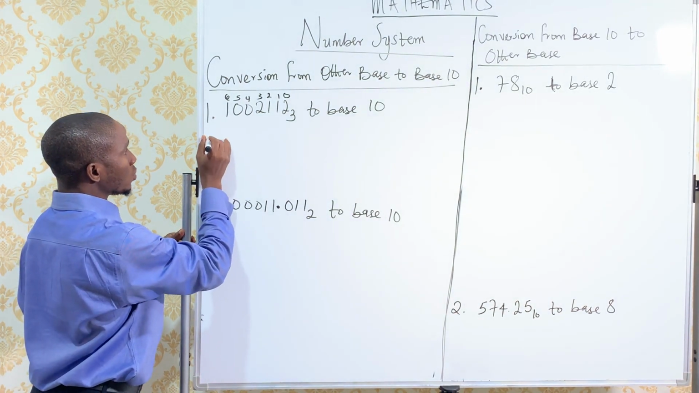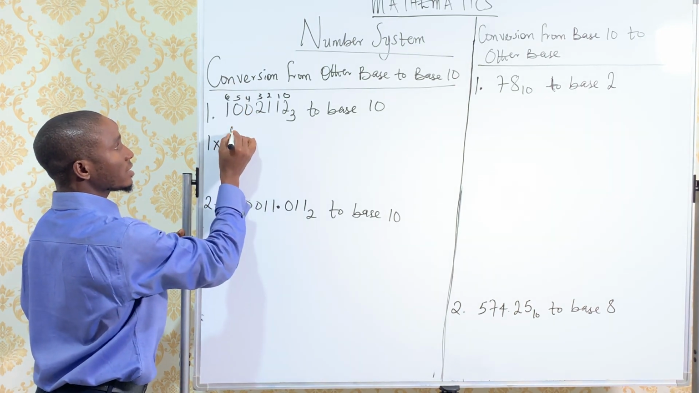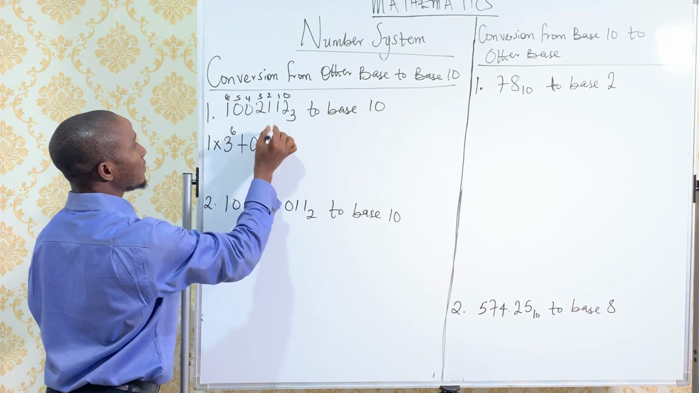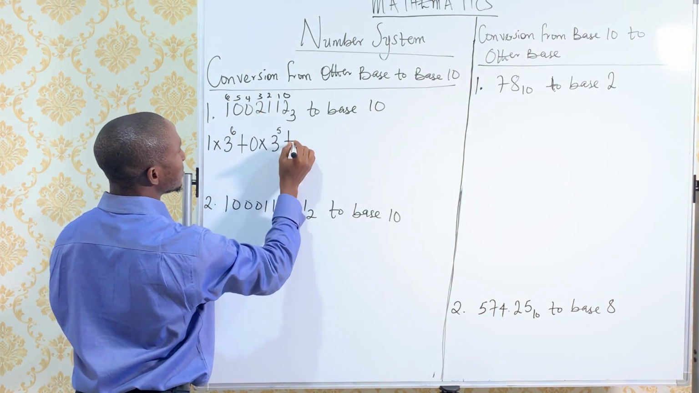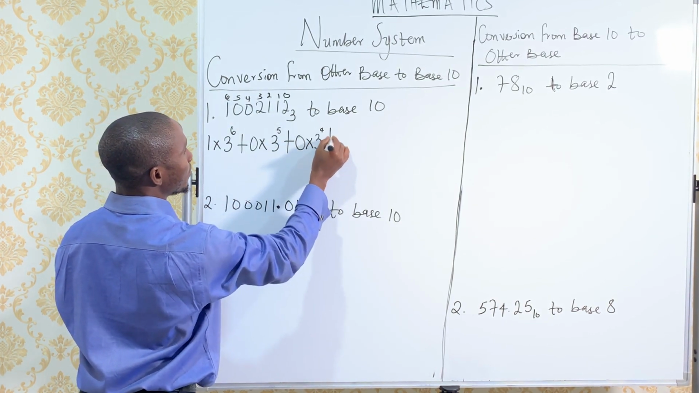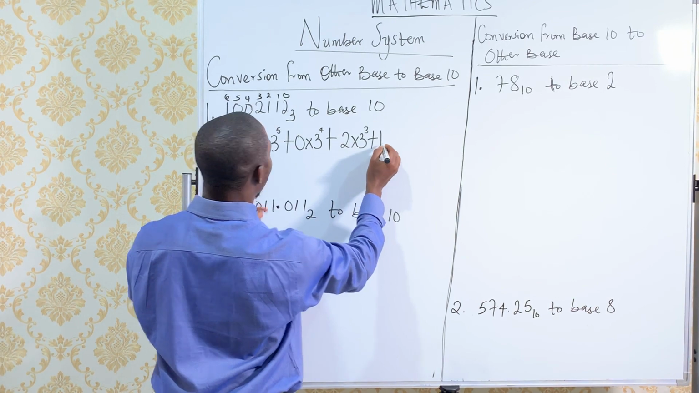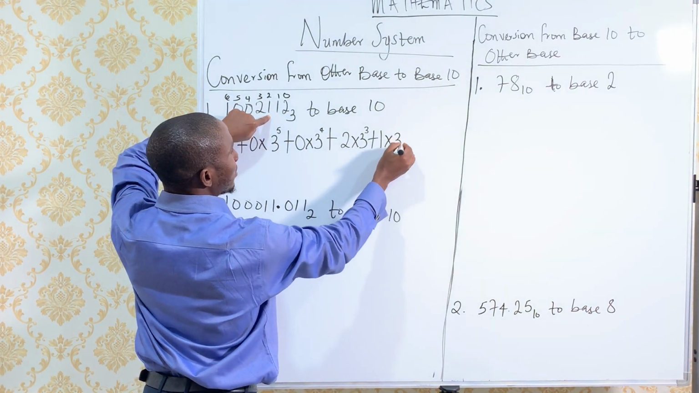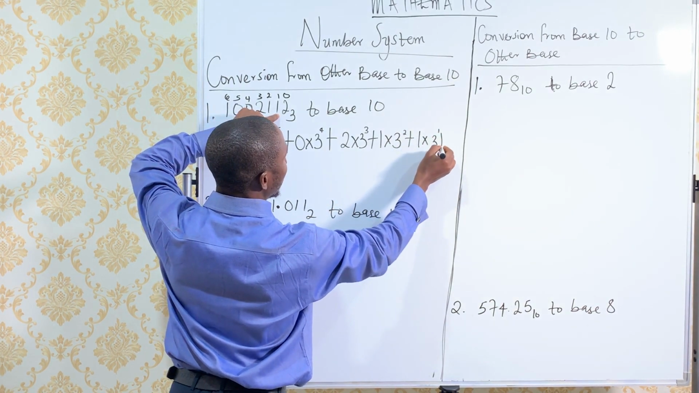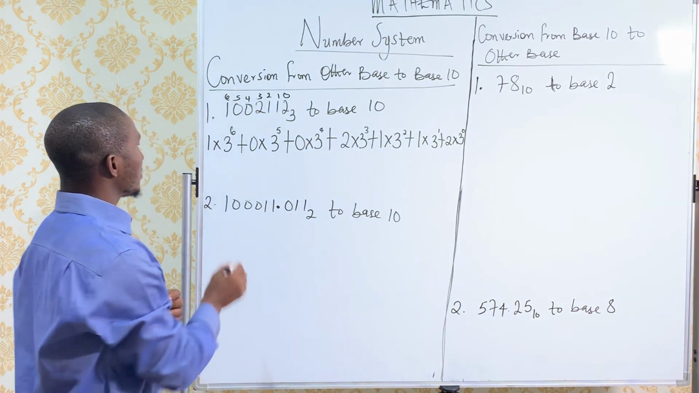We pick the first number, which is 1, times the base 3 raised to the power on top, which is 6, plus 0 times the base raised to power 5, plus 0 times 3 raised to power 4, plus 2 times 3 raised to power 3, plus 1, that is this one, times 3 raised to power 2, plus this one, times 3 raised to power 1, plus this 2, times 3 raised to power 0. Now we have this.